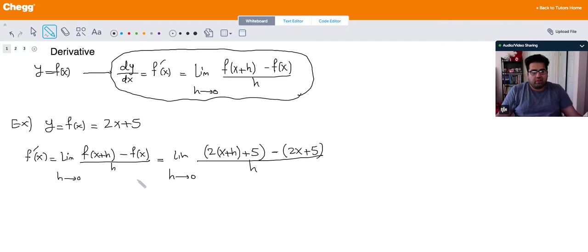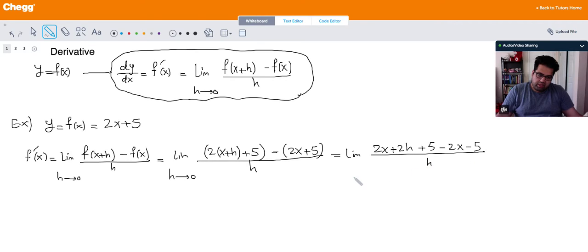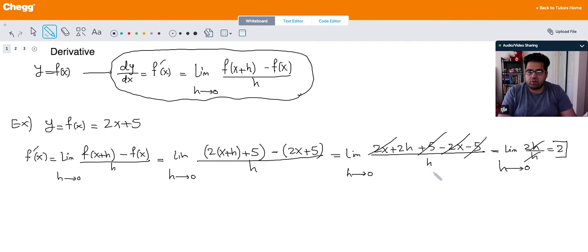Now in order to evaluate this limit, I'm going to simplify it a little bit. I distribute the 2, so it becomes the limit of 2x plus 2h plus 5, and I distribute the negative, minus 2x minus 5, all over h as h goes to 0. As you see, I can cancel 2x and I cancel the 5. So I have the limit of 2h over h as h goes to 0. And obviously h cancels and I get 2. So the derivative of this function is going to be 2.